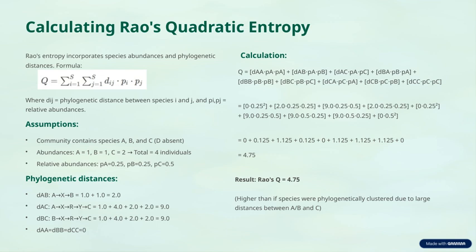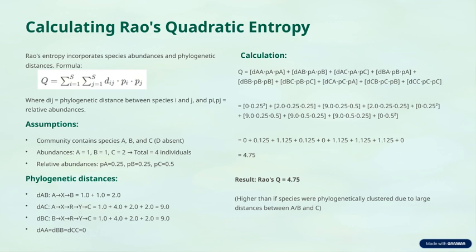The formula involves multiplying the phylogenetic distance by the product of the relative abundances for each pair. Putting it all together, the calculation looks like this. We multiply each distance by the corresponding abundance products, then sum everything. When we do the math, the total Rao's Q comes out to 4.75. This value indicates the overall phylogenetic diversity in this community.